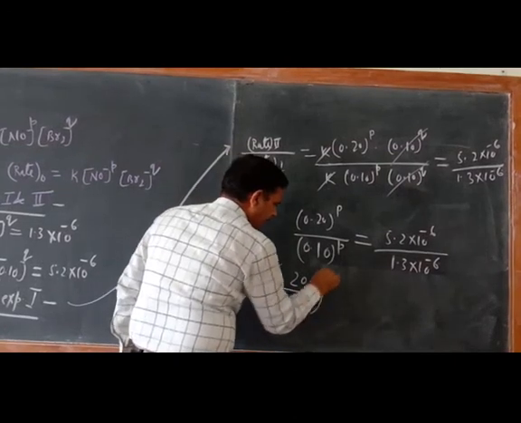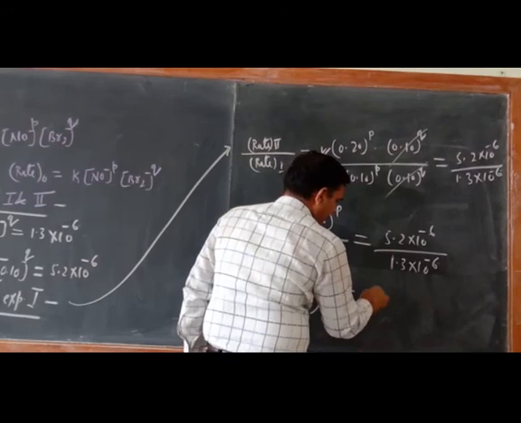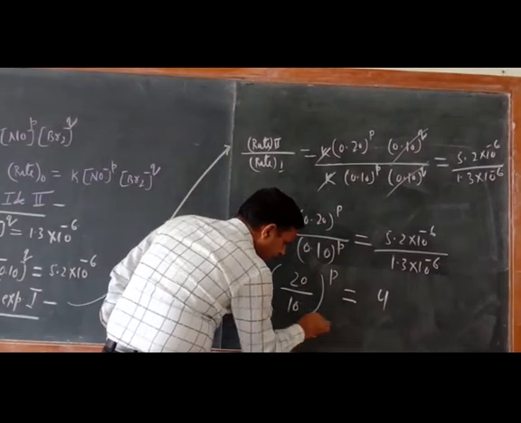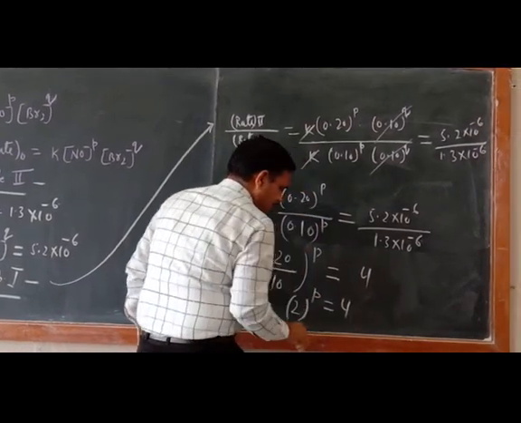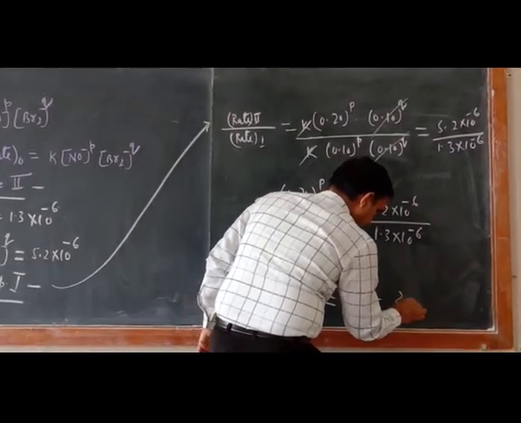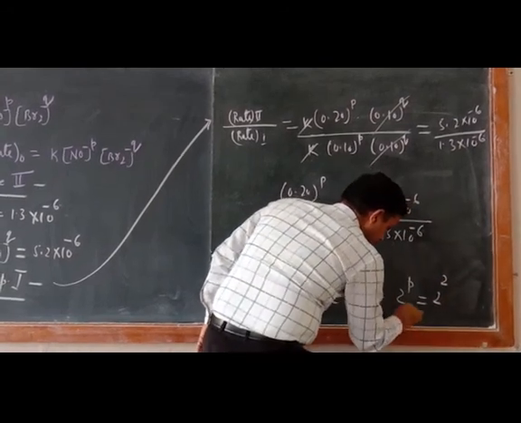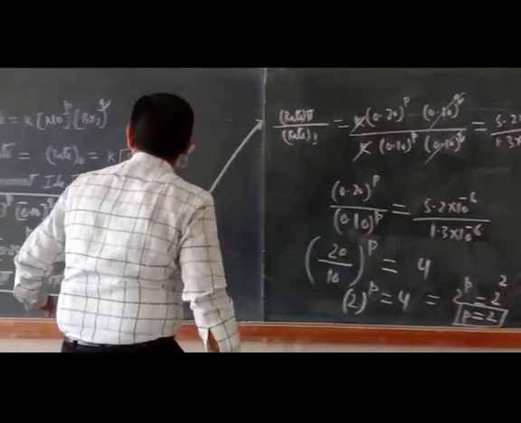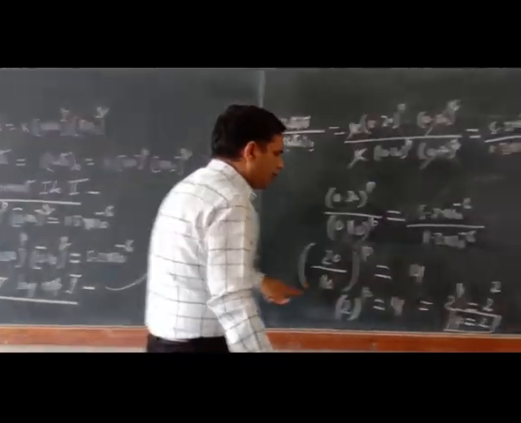Now here we can write 4. So here we can write 2 raised to the power P is equal to 4. This can be written as 2 raised to the power P equal to 2 raised to the power 2. So P equal to 2. We have got the order of reaction with respect to NO. So the order of reaction with respect to NO is 2.